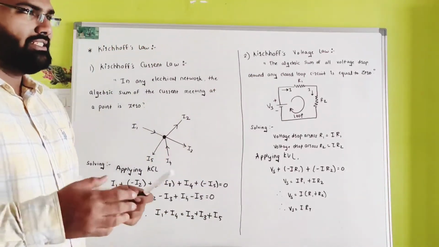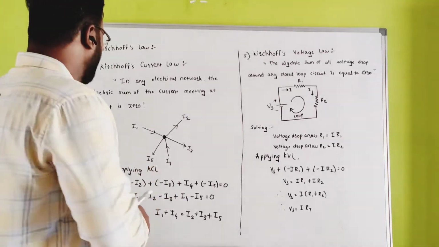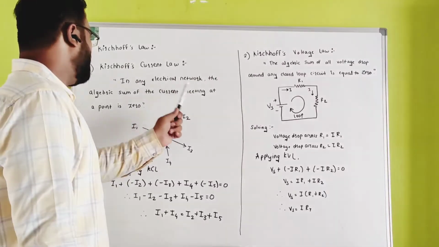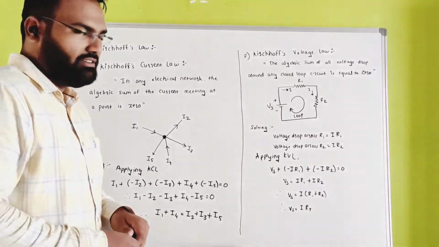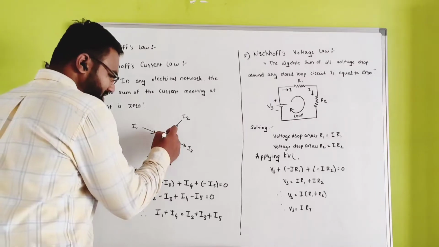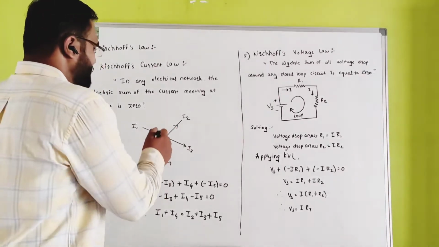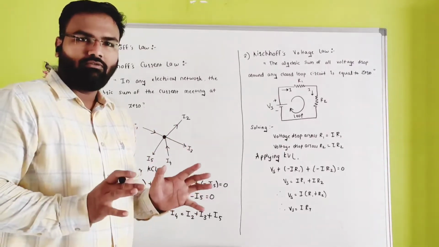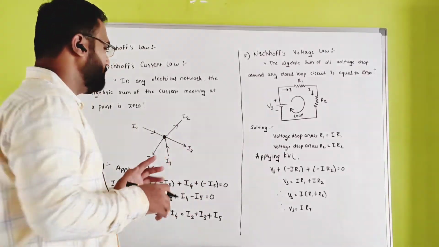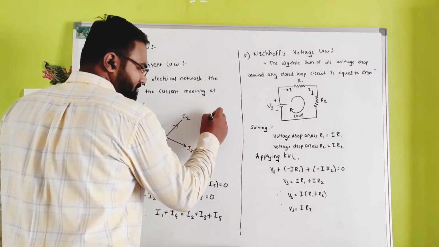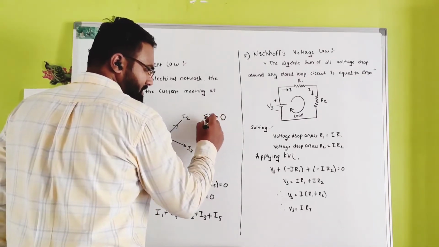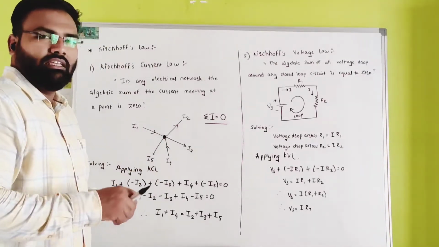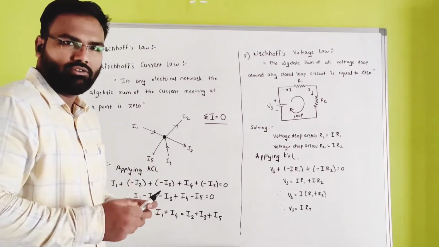Now let's see what exactly Kirchhoff's current law says. In any electric network, the algebraic sum of the currents meeting at a point is 0, which means that if we consider this as a point and there are currents meeting at this point, then the algebraic sum of all those currents is equal to 0. We can directly say that the summation of all currents meeting at a point is equal to 0. Okay?